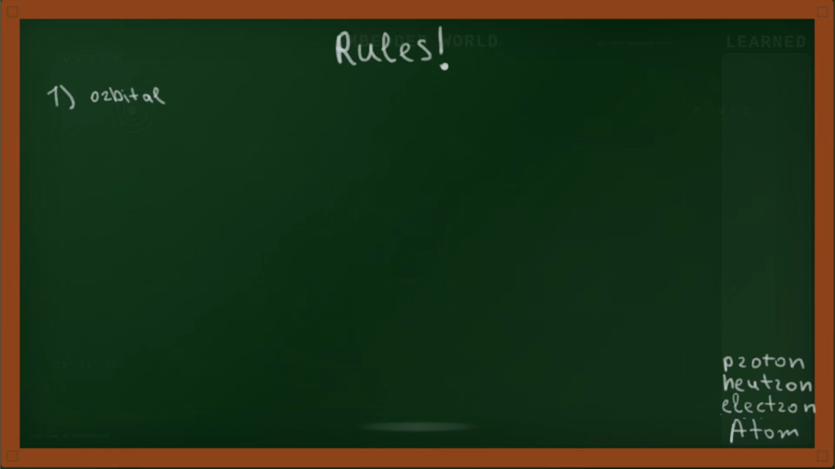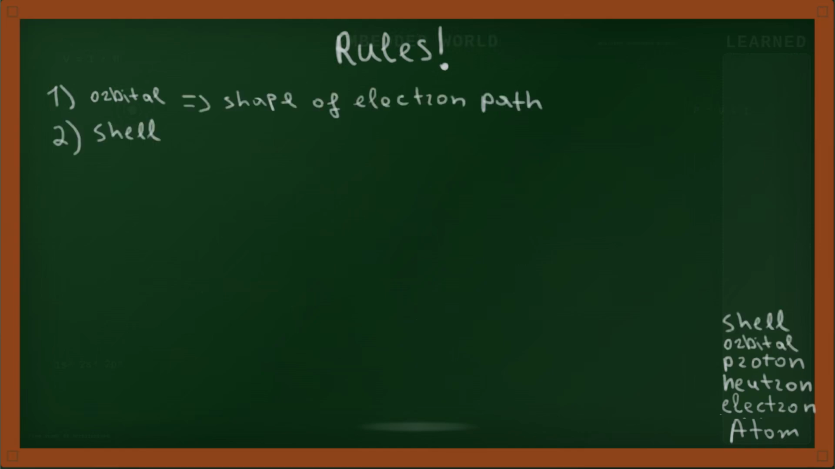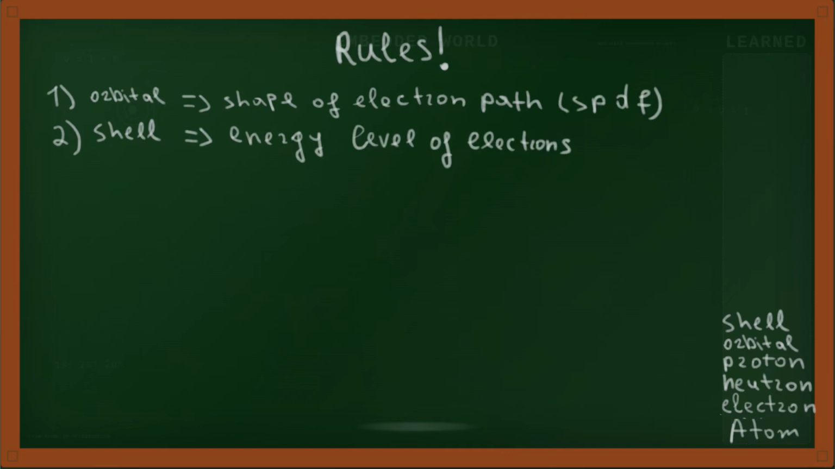First of all, let's learn orbitals and shells. An orbital is the shape of the electron path, or we can call them figures, like spheres or dumbbells as I mentioned. There are 4 orbitals named S, P, D, and F. And a shell is the energy level of electrons, or in other words, we can say floors of electrons in an atom. And we can number the floors like 1, 2, 3 and so on, right?